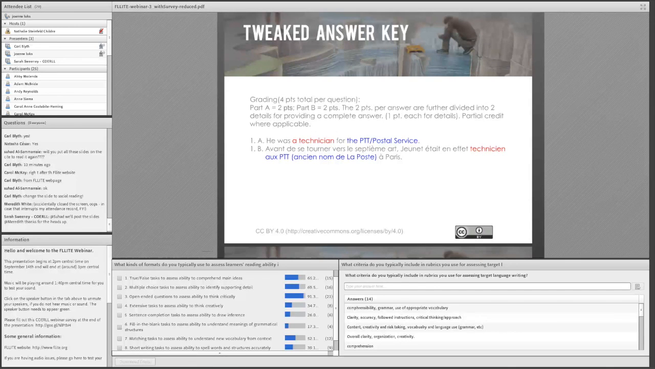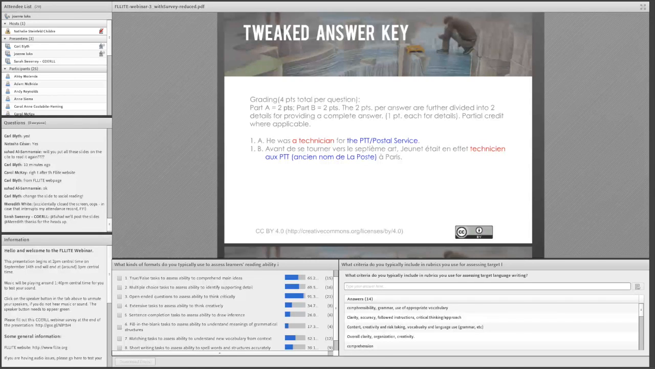And here's the tweaked answer key. So you can break it down into 2 points per part. But then you also want students focusing on details. Very often an answer will have 2 parts to it, and you want to get them to provide as much information as they can. So part A and part B are each 2 points, but then you can subdivide those further into 1 point per detail and partial credit where applicable. The answer, in fact, is he was a technician for the PTT or the Postal Service. And in the B part, you see the full sentence that the student could potentially write down that embeds that answer or those answers.